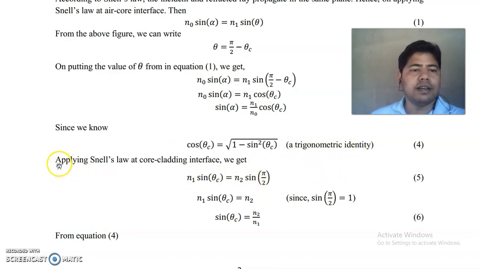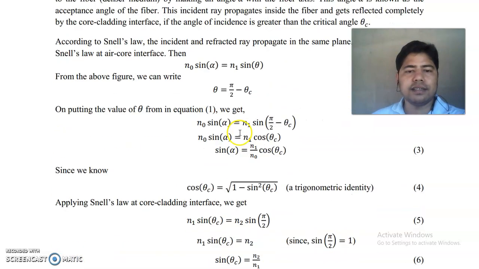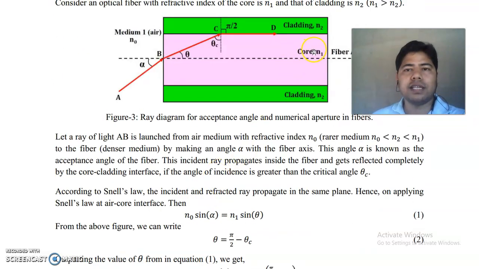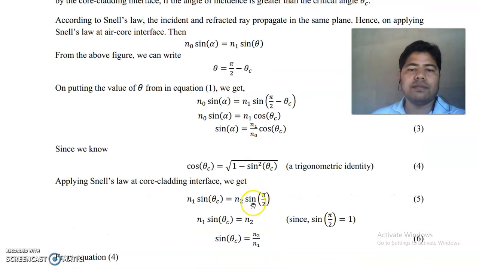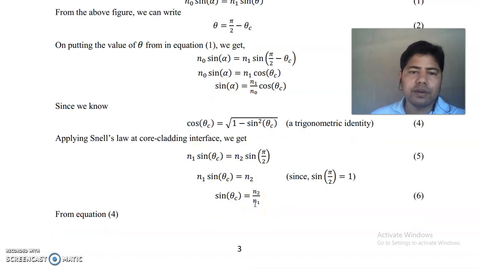Now we apply Snell's law at the core cladding interface. If this is core and this is cladding, then n1 is the refractive index of the core, and n1 sine theta c will be equal to n2 sine of pi by 2. Since sine pi by 2 equals 1, n1 sine theta c equals n2. So sine theta c is nothing but n2 by n1.